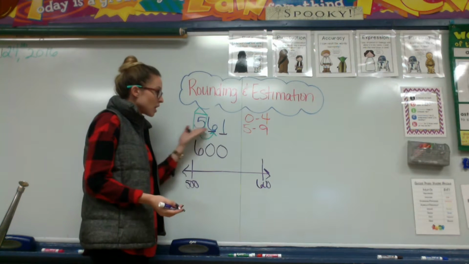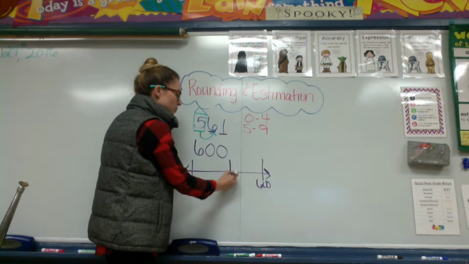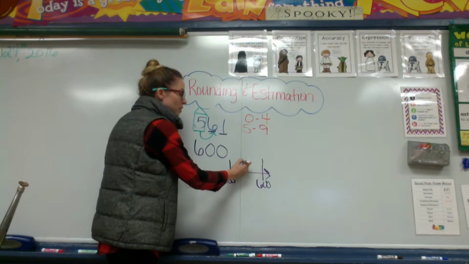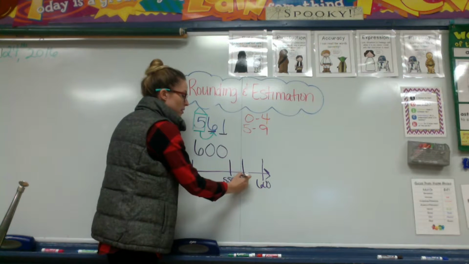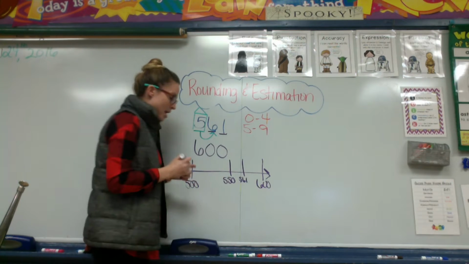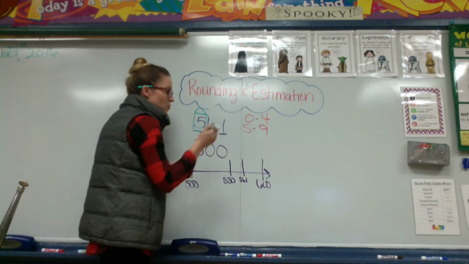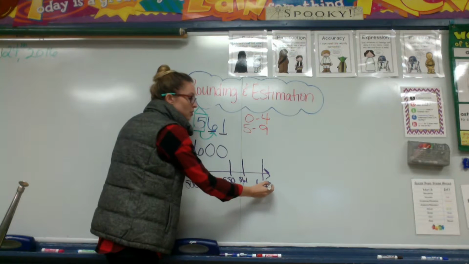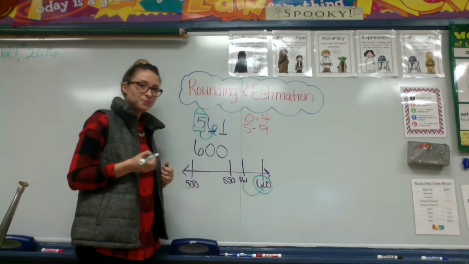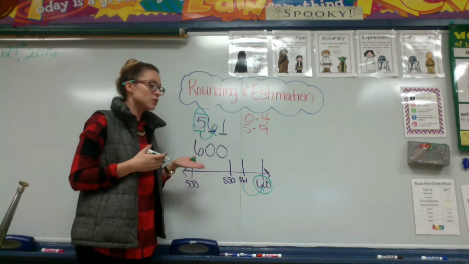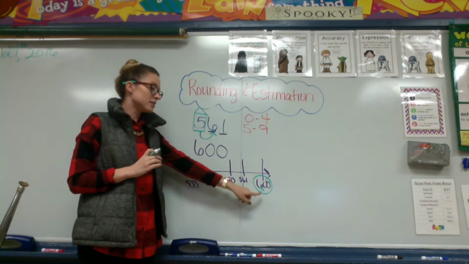And if I was going to plot this on my number line, this would be 550. 561 might go somewhere here. Now, visually, they can see that 561 is much closer to 600 on a number line. So, if we were going to, again, round 561 to the nearest 100, it would be 600.